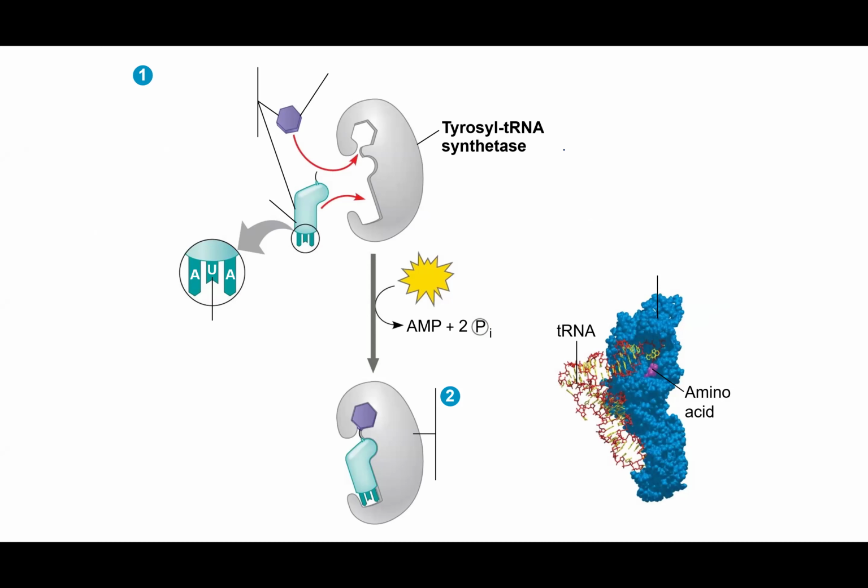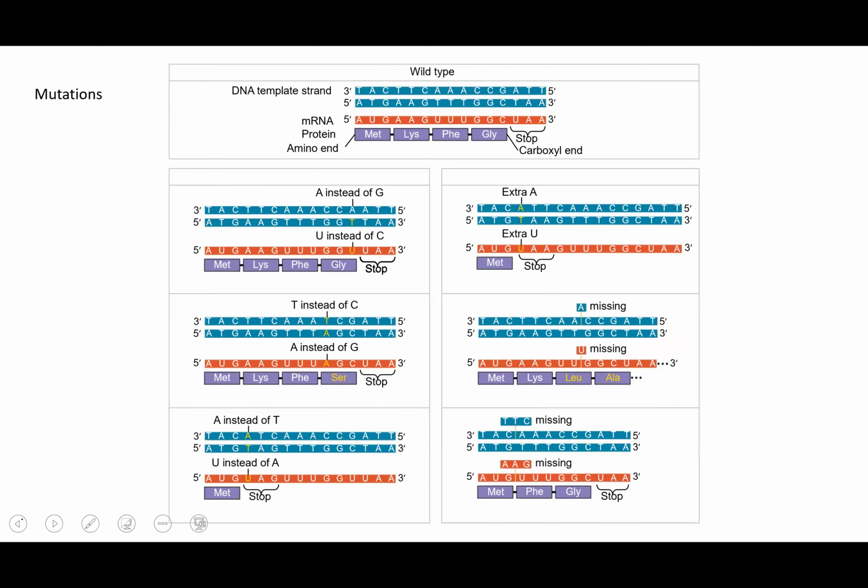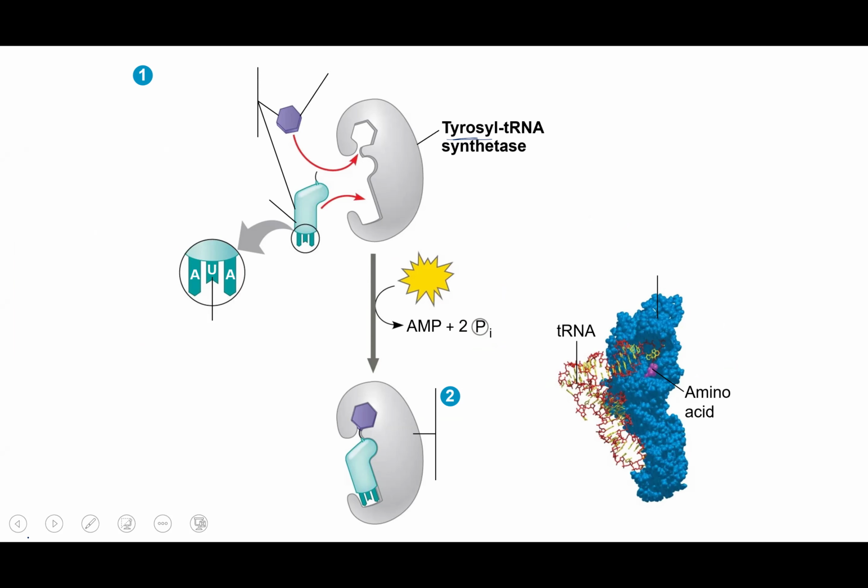This is just an example. This is the tyrosine one. This is tyrosyl tRNA synthetase. This will attach tyrosine to a tRNA. Now, remember when we talked about the code? Oh, I took that slide out because I thought I should take it out.